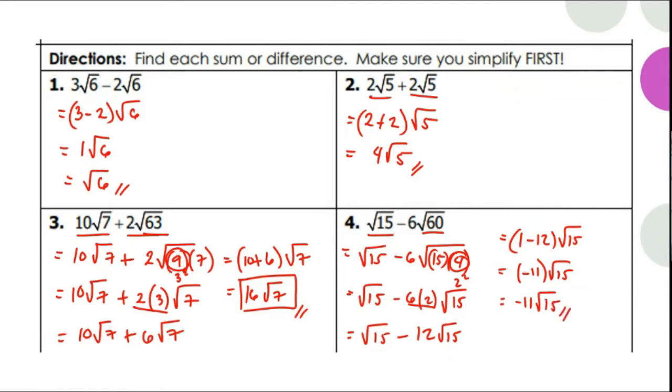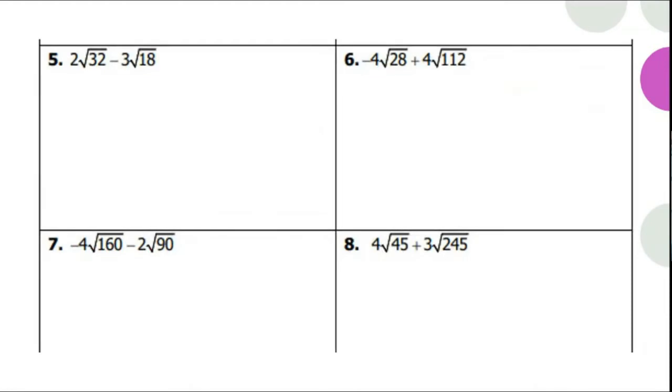Let's have more examples. How about if we have 2 square root of 32 minus 3 square root of 18? Both of the radicals can be put in simplest form. 2 square root of 32 can be written with 32 as 16 times 2, same as what we have with 3 square root of 18. 18 can be written as 9 times 2. So in this case, we can have the exponential form of 16, that is 4 squared times 2, minus 3 times 3 squared times 2.